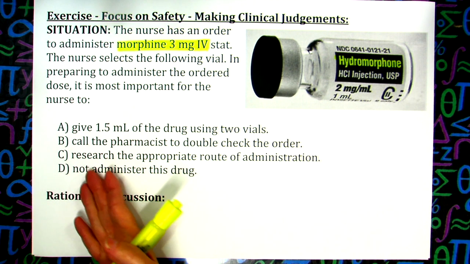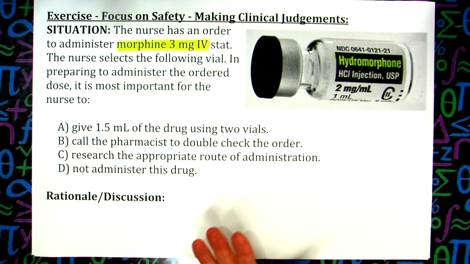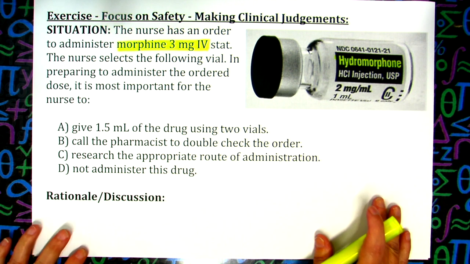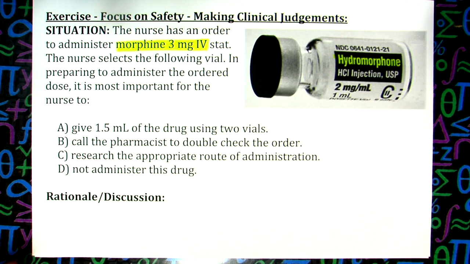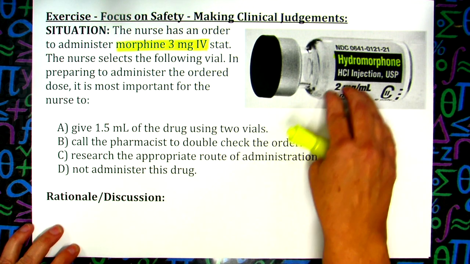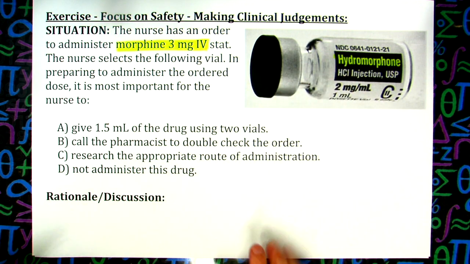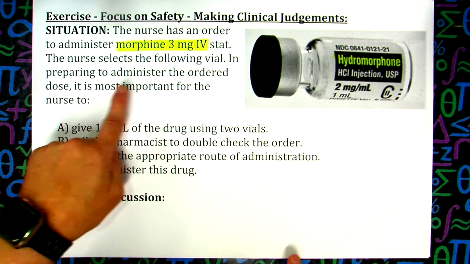C says research the appropriate route of administration. Okay, that is important. It's just not the most important. You should always ensure that the available drug corresponds to that which is correct, and then how you're going to administer. So everything has to jive up. But the question here is most important.